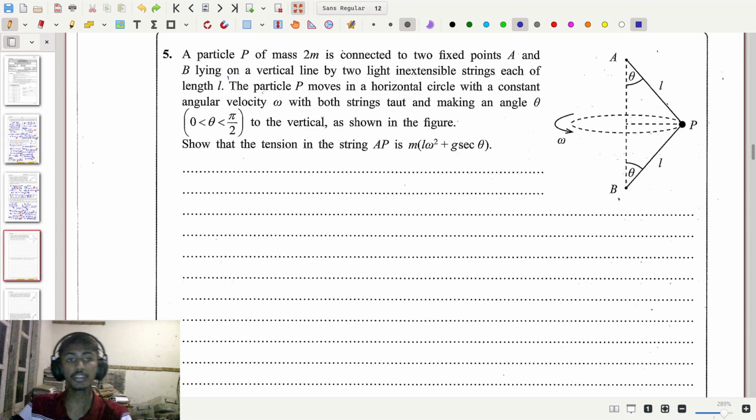Now given this information, we are asked to show that the tension in the string AP, which is the top string here, is equal to m times bracket L omega squared plus g times secant of theta.